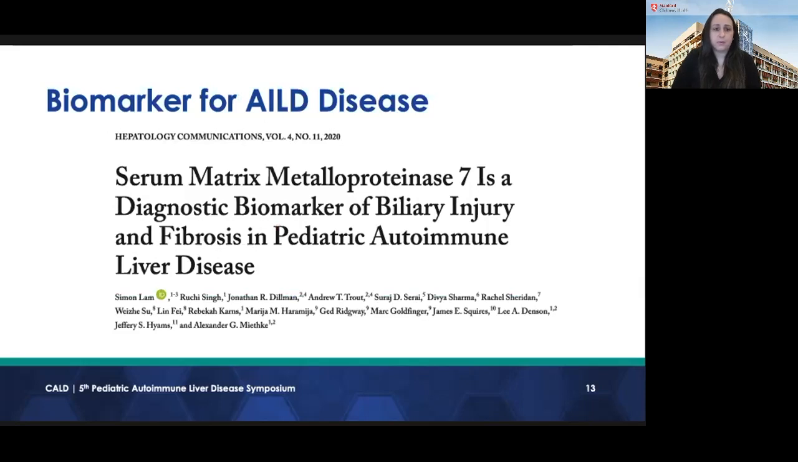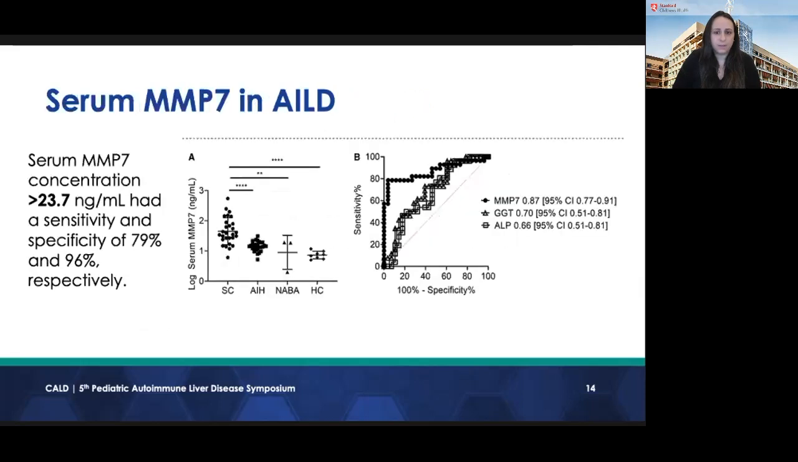Next, we'll talk about biomarkers, really exciting and new to the field. This is a great study out of Cincinnati Children's that looked at serum MMP7 as a biomarker for pediatric sclerosing cholangitis. This included all patients with pediatric autoimmune liver disease, so those with autoimmune hepatitis, PSC, and overlap.